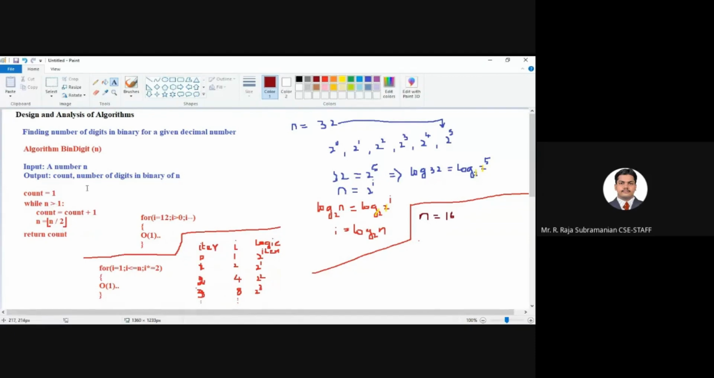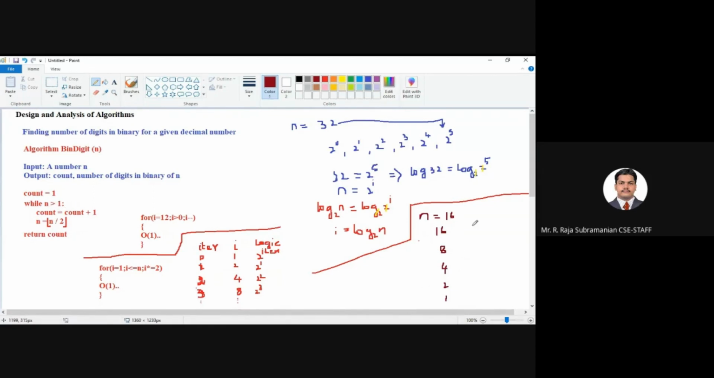Until n becomes 1, I have to proceed. n is equal to n by 2, and so on. Initially it is 16. Condition true. Next 8. Next 4. Next 2. Next 1. When it comes to 1, the condition fails and I should stop.